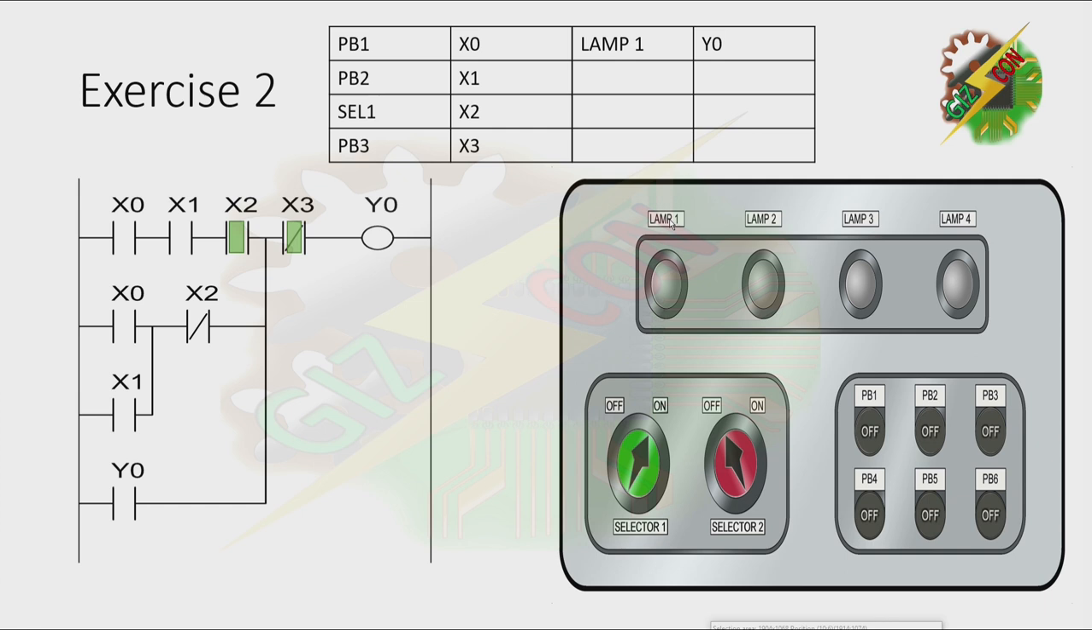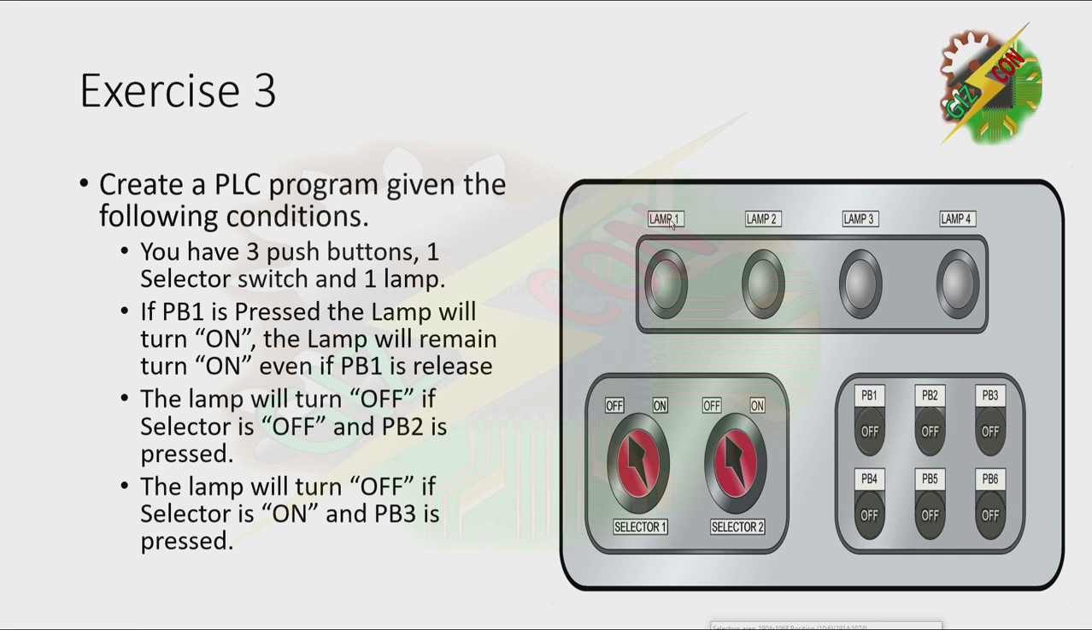Now let's go to our next exercise. Exercise 3. Create a PLC program given the following conditions. You have 3 push buttons, 1 selector switch, and 1 lamp. If PB1 is pressed, the lamp will turn on. The lamp will remain turned on even if PB1 is released. The lamp will turn off if the selector switch is off and PB2 is pressed. Lamp will turn off if the selector switch is on and PB3 is pressed.